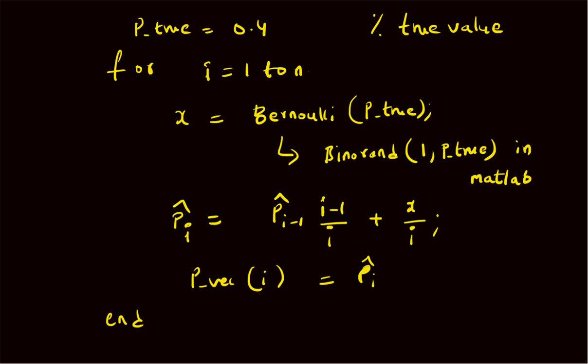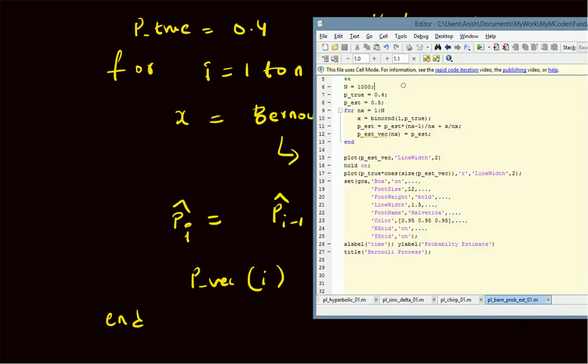Now let us look at the actual MATLAB code. So we can look at this MATLAB code here. N is equal to 1000, that is the number of trials.